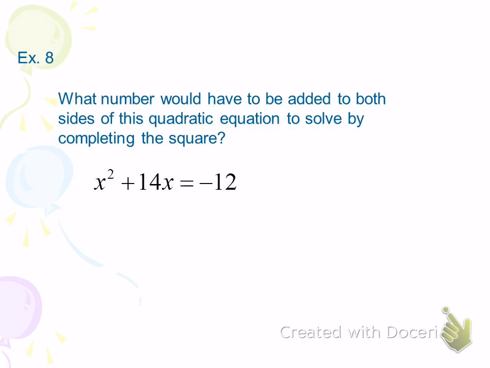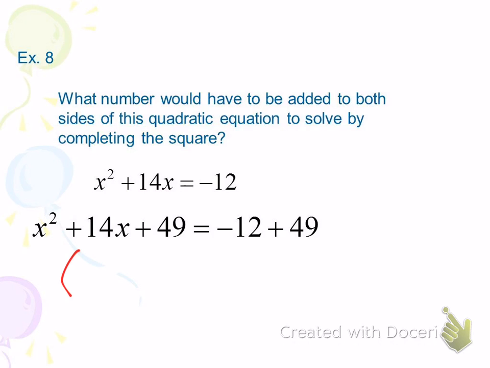X squared plus 14x equals negative 12. What number would we have to add to both sides here to complete the square? 49. Half of 14 is 7, and 7 squared is 49. So if we add 49 to both sides, we get this. And when you do that, it completes the square on the left-hand side. What's the factorization of x squared plus 14x plus 49? X plus 7 squared.